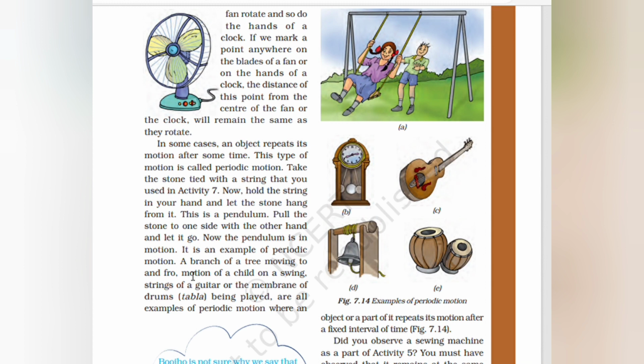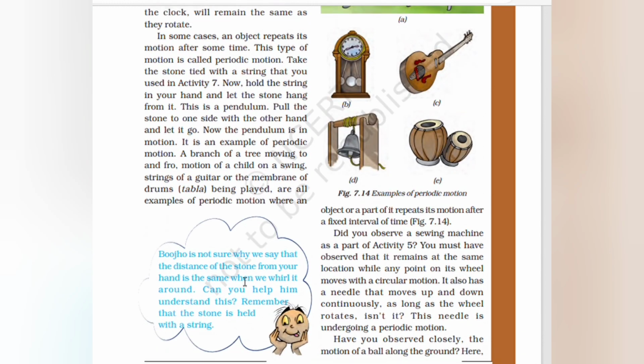A branch of a tree moving to and fro. Motion of a child, അല്ലേ? ഊഞ്ഞാലുള്ള ഒരു കുട്ടിയുടെ കറക്കവും എന്താണ്? To and fro movement ആണ്. Strings of a guitar or the membrane of the drums being played are all examples of periodic motion, where an object or a part of it repeats its motion after a fixed interval of time.